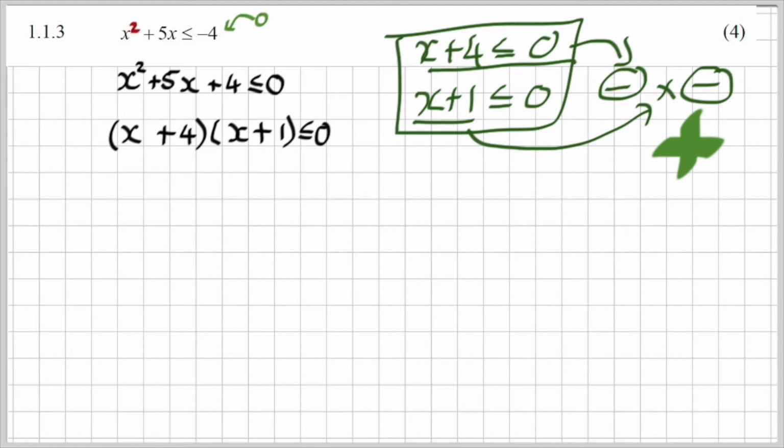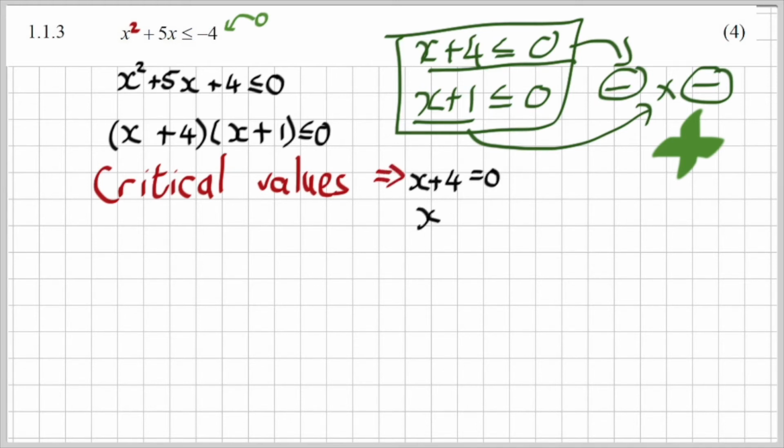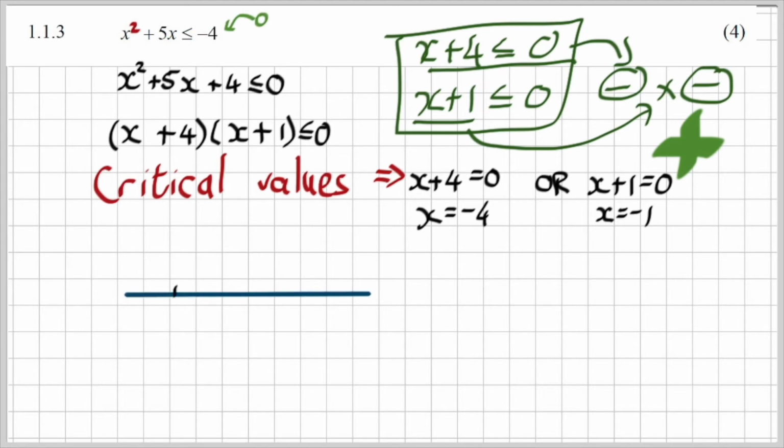But then what do I do, sir? The question is, what kind of a function is x squared plus 5x plus 4? It is some function that has 2 critical values. x equal to -4 and x equal to -1. So it crosses the x-axis at -4 and -1.